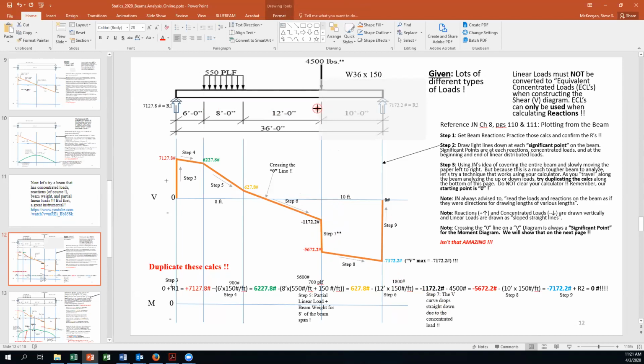Now, this step 7 is critical. As we move that piece of paper, we did that 12 foot. And then just to the right of that, 4,500 pound concentrated load, that means our shear curve has to drop straight down 4,500 pounds. Okay, and that gives us a negative minus a positive, a big negative, 5672.2 pounds in red.